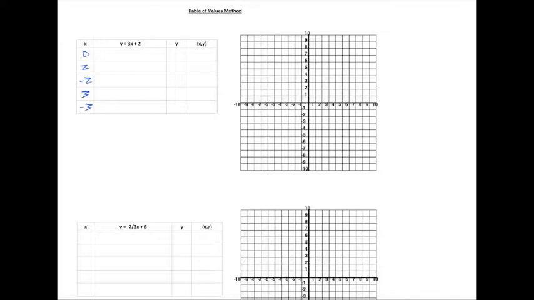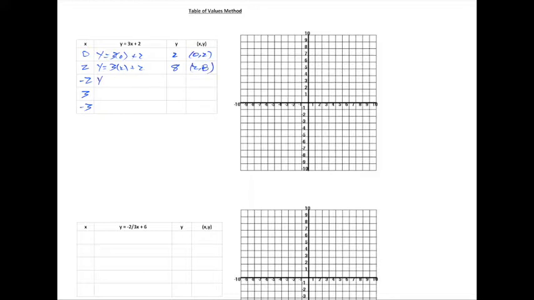So let's plug 0 in. We'd have y equals 3 times 0 plus 2. And 3 times 0 is 0. 0 plus 2 is 2. So our ordered pair is (0, 2). And then we'll plug in 2. So we have y equals 3 times 2 plus 2. 3 times 2 is 6. 6 plus 2 is 8. So we get the ordered pair (2, 8).